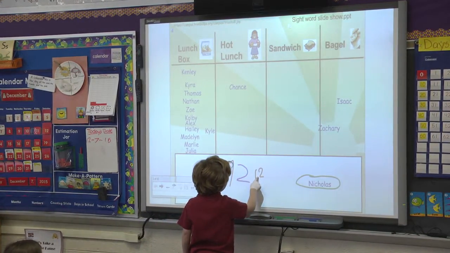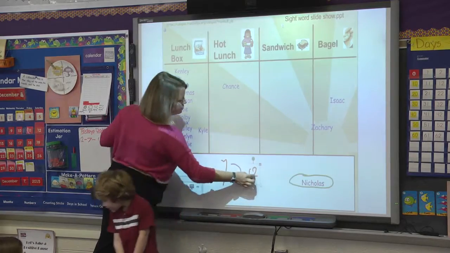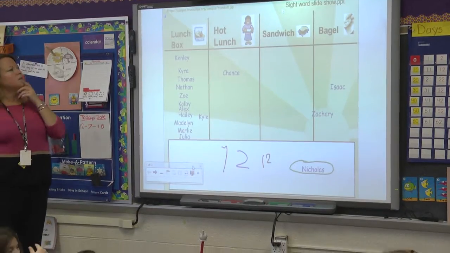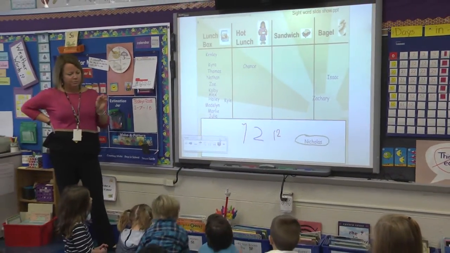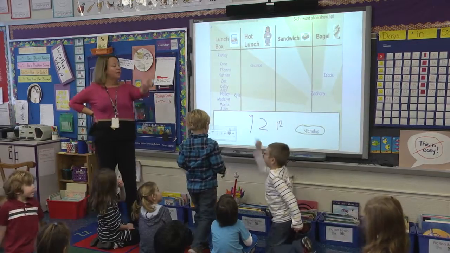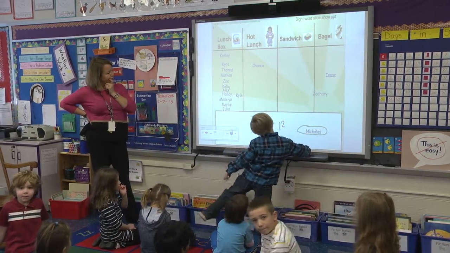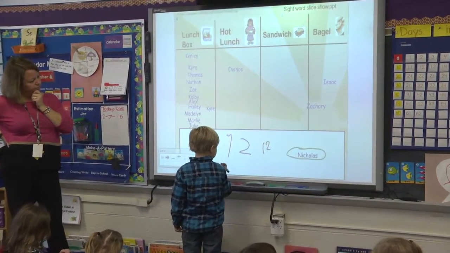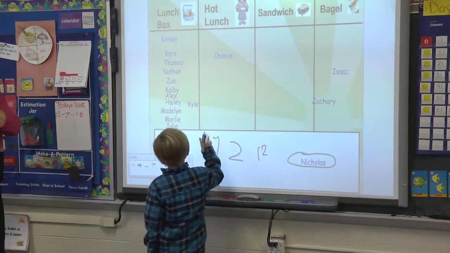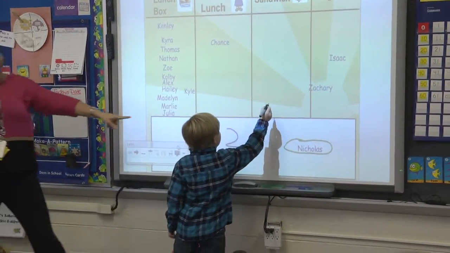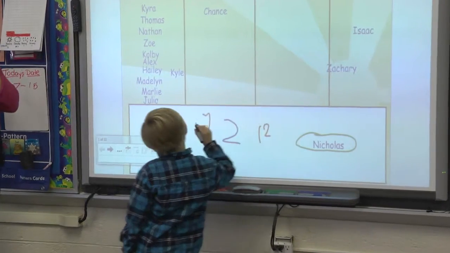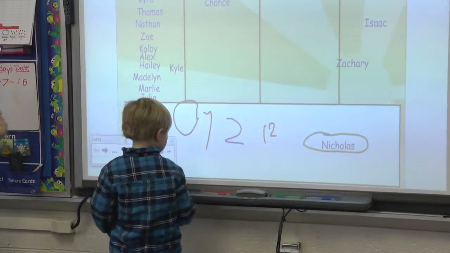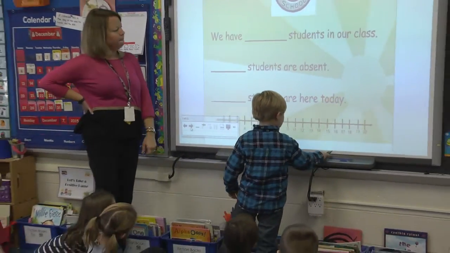Why did I do 0 for sandwich? Excellent job. And Zachary, raise your hand and tell me what you're saying there. 0 people were getting a sandwich. Okay, so where would the number 0 go in our order? If we're going from least to most, where does the number 0 go? Excellent job. Nice work.